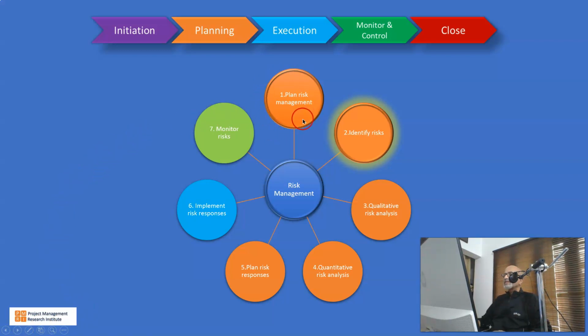So we were discussing planned risk management. We discussed various categories of risk, probabilities, impacts, and the contents of a risk management plan. We discussed all those things, and now we are moving to the next step in planning, that is identifying the risk.